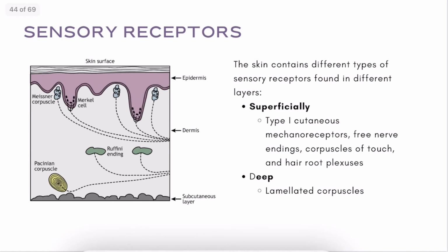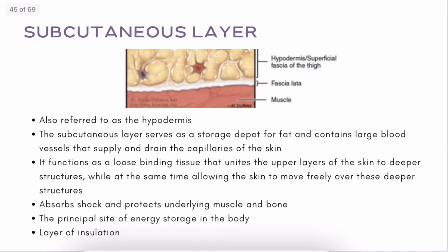So, our skin also contains different types of sensory receptors found in different layers. You have your superficial layer and your deep layer. Like some areas of the dermis, the subcutaneous layer also contains encapsulated nerve endings called lamellated Pacinian corpuscles that are sensitive to pressure. Now that I've mentioned the subcutaneous layer, let's talk about it a little bit more.